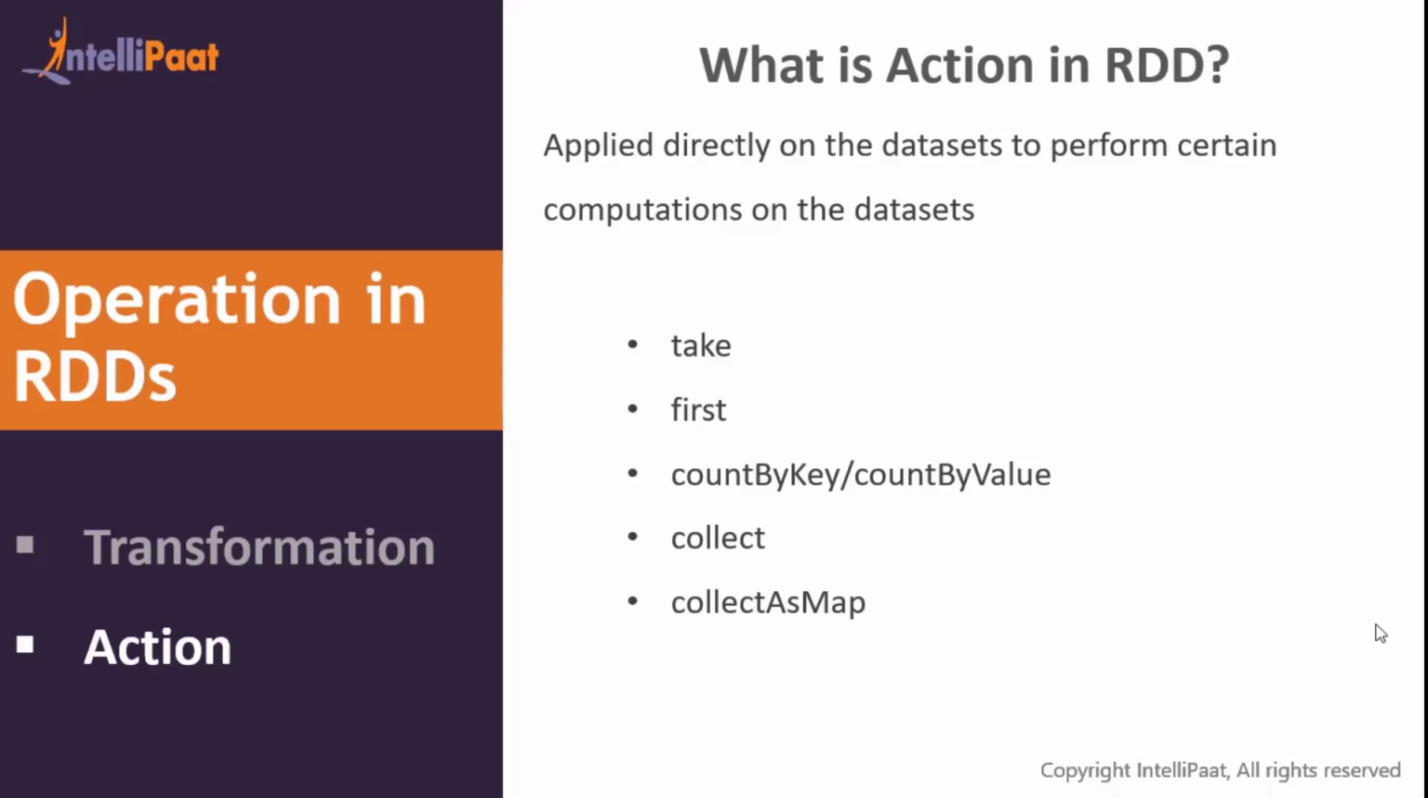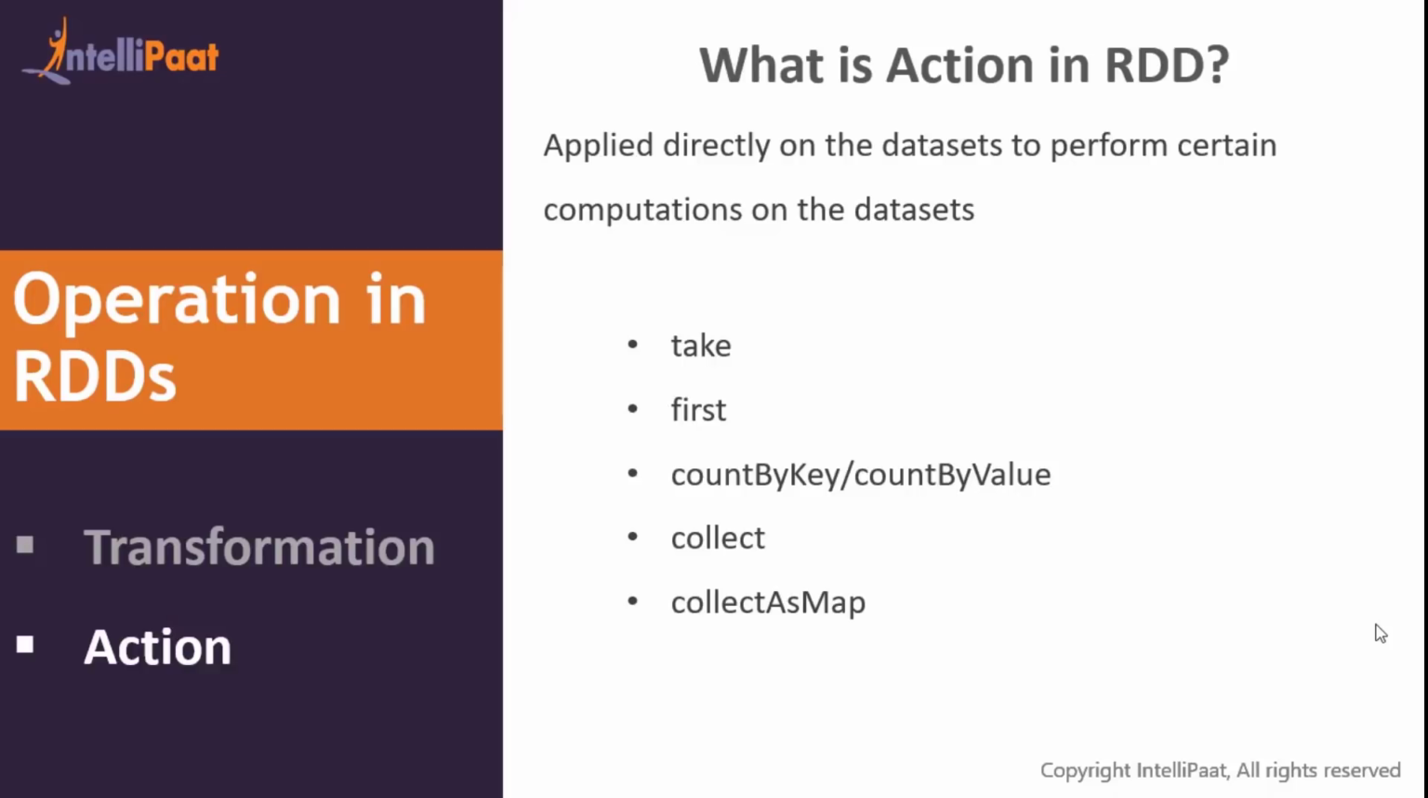Actions are RDD operations that produce non-RDD values. They materialize a value in a Spark program. An action is one of the ways to send results from executors to the driver. A few functions which are a part of it are first, take, reduce, collect, and so on.